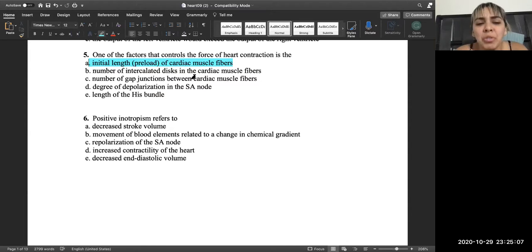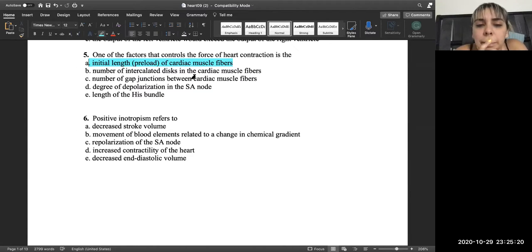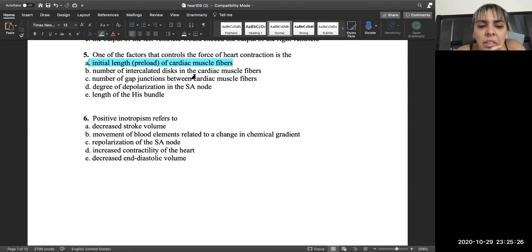What is ionotrop? No. Movement of blood elements related to chemical change, change in a chemical gradient. That's because it'd be ionotropic, so I guess it could be. Oh, ionotropic. I don't know. Someone look it up on the internet. Wait, it's D. Oh, it's D. Mm-hmm. D, D as in dog. Increase contractility of the heart.